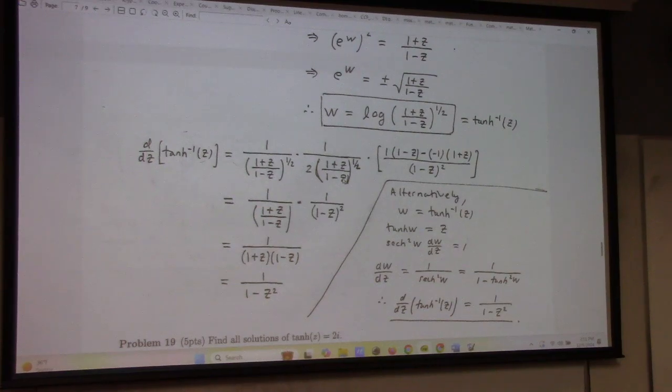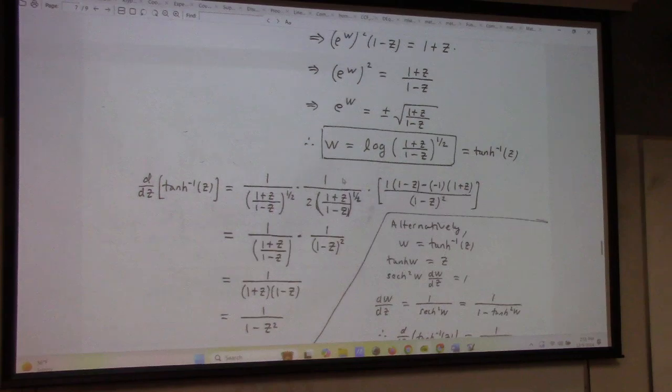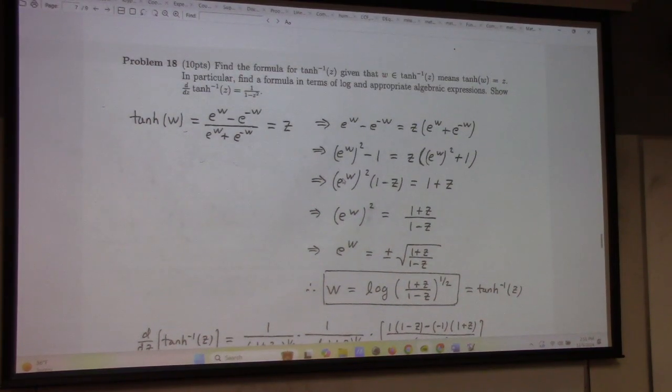And what was the question? Why am I doing that? Oh, and I forgot the last part of my problem, which was to show that the derivative of inverse hyperbolic tangent is 1/(1 minus z squared).